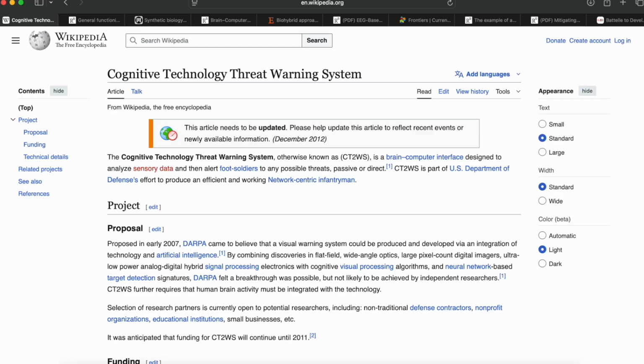The Cognitive Technology Threat Warning System, otherwise known as CT2WS, is a brain-computer interface designed to analyze sensory data and then alert foot soldiers to any possible threats, passive or direct. As I just said, they are using the BCI in the military for their soldiers. Now over here to ResearchGate.